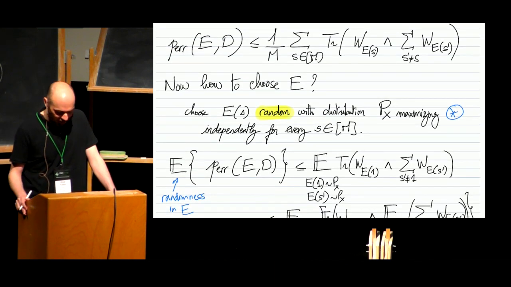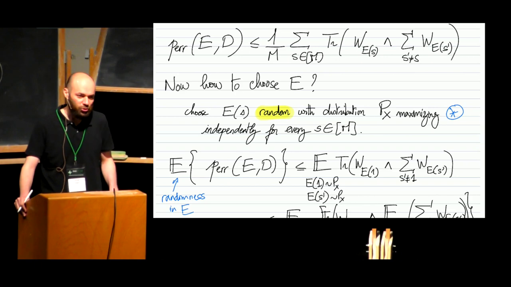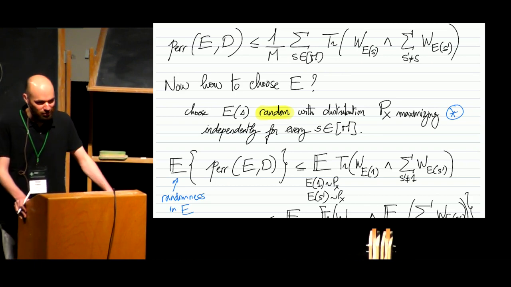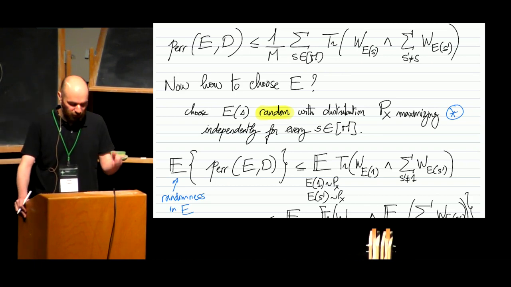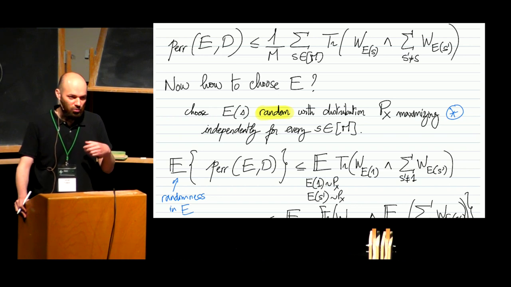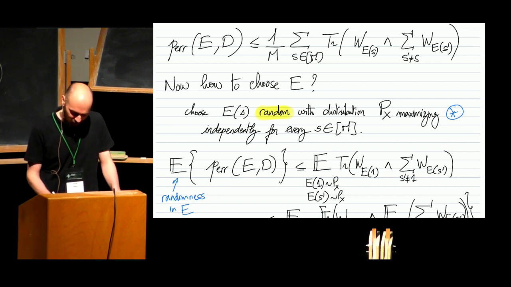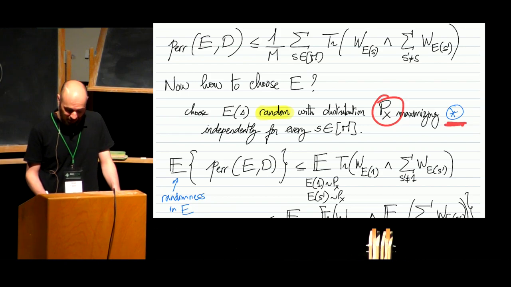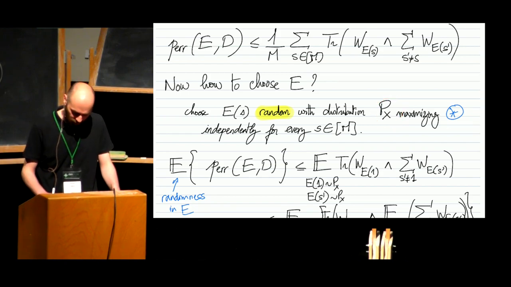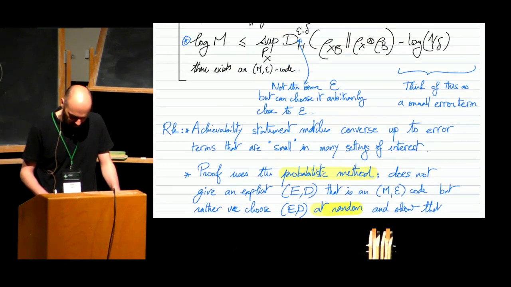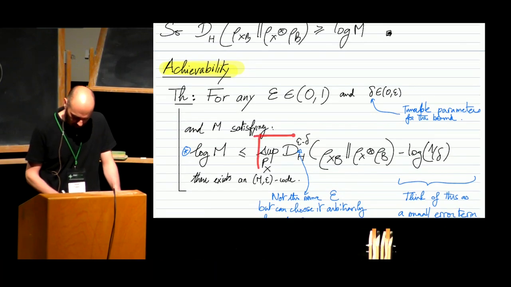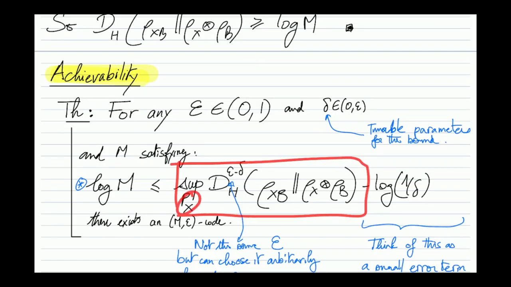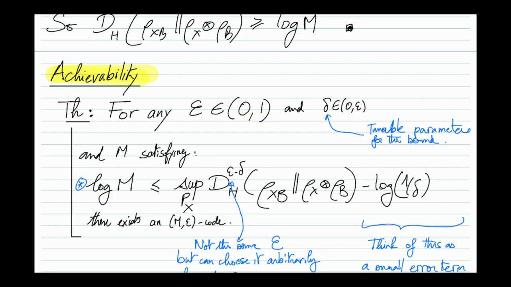As I announced before, the way we'll choose E is at random. For different S's, we'll choose E of S independently and randomly, but according to which distribution? The natural thing is to take a distribution Px which optimizes this expression. If you remember this expression, I take a Px for which this is the largest.